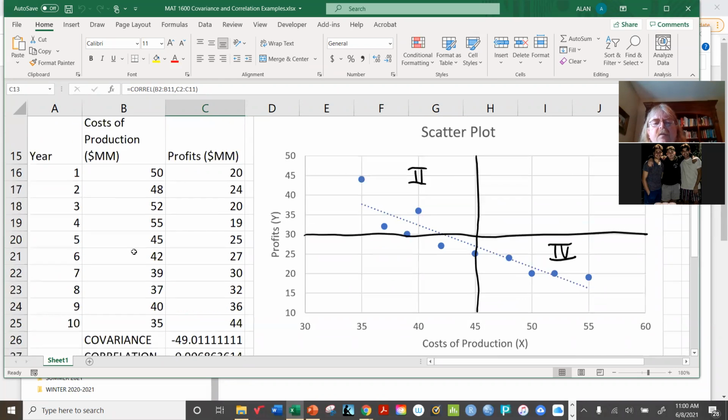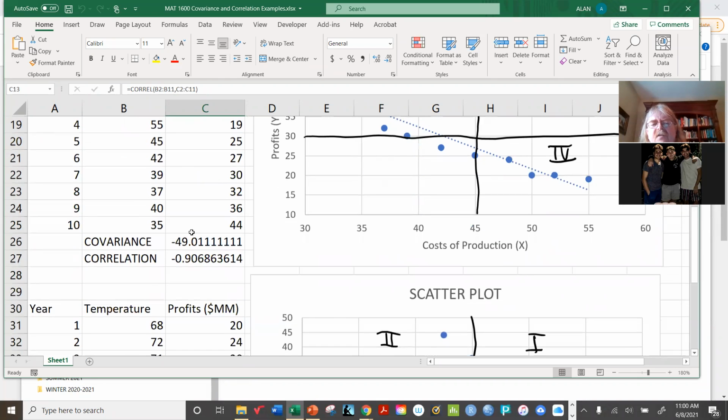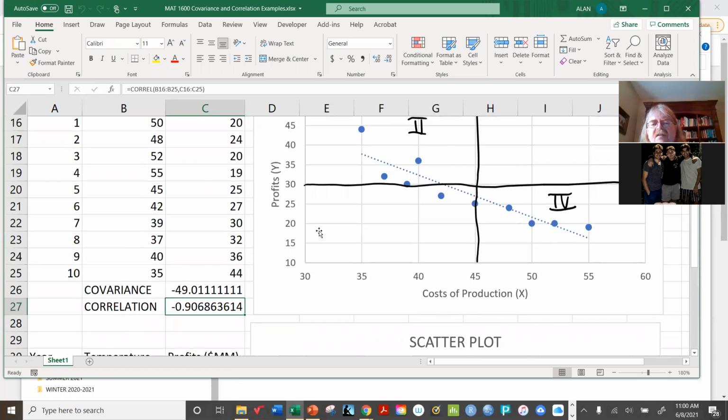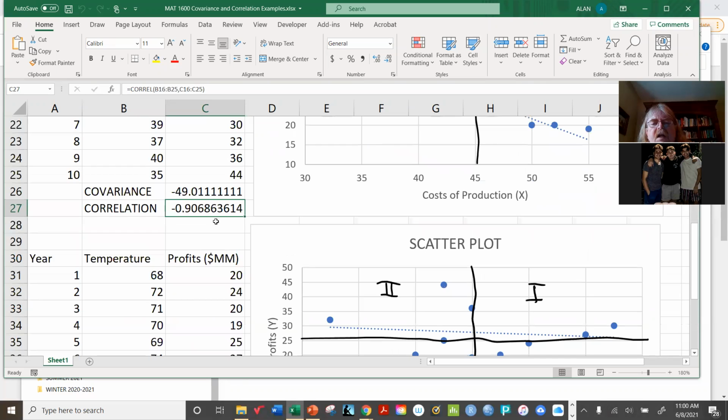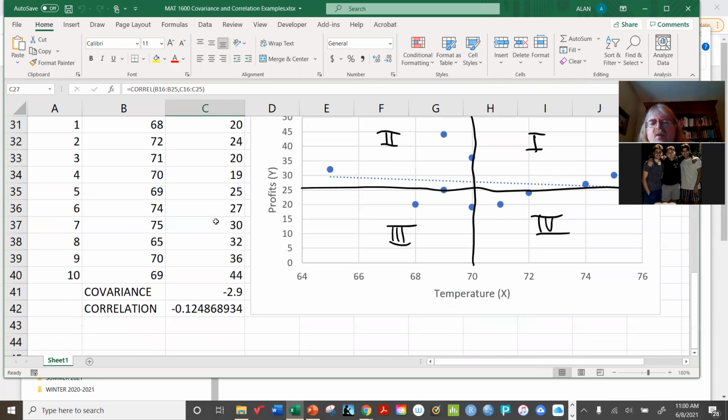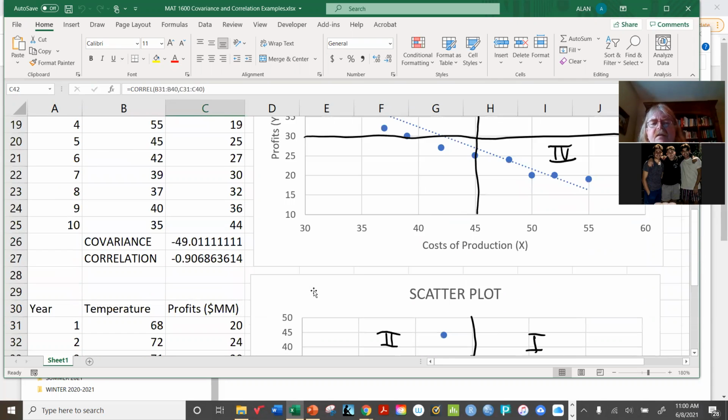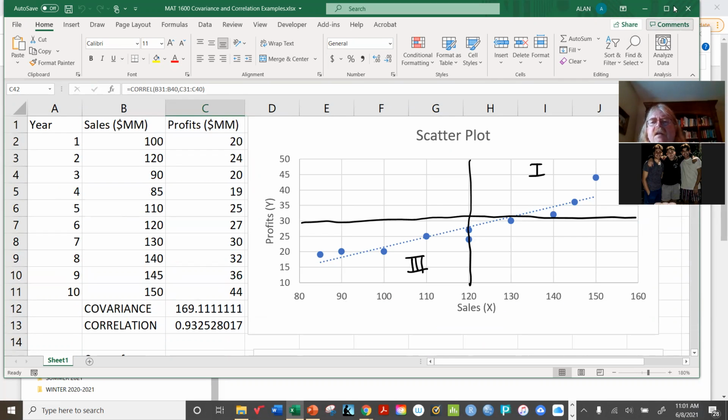This one, the relationship is a little bit weaker, but it's still very strong. Negative 0.906. That's still a very strong negative relationship. The points are very, very close to that line. This one, not so much. The points are pretty much scattered all over the place. The correlation is very slightly negative because it's a very weak relationship. It's negative, but it's very, very weak. It's actually very close to 0. All right, so that's enough of that.